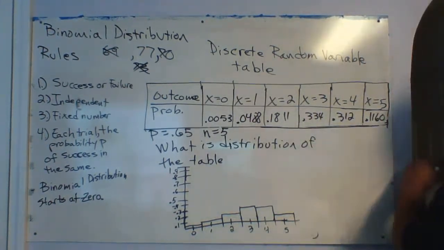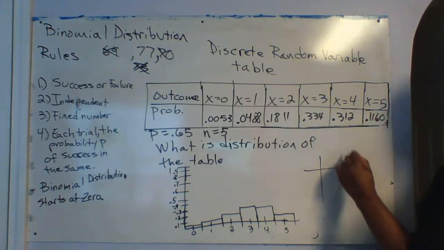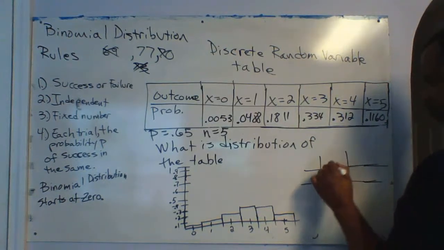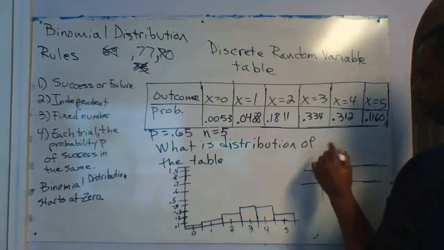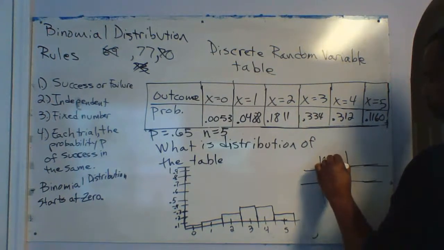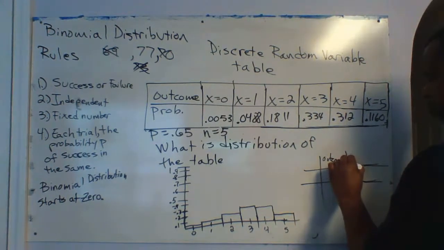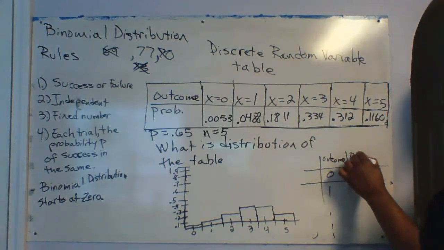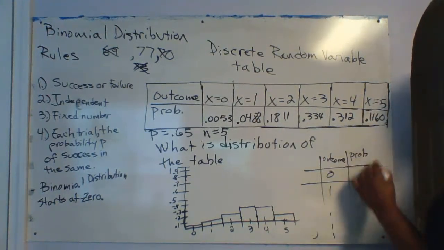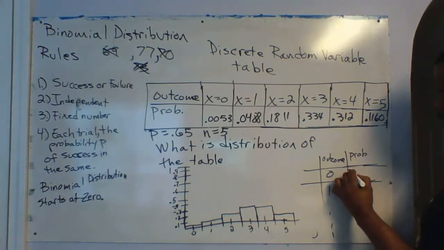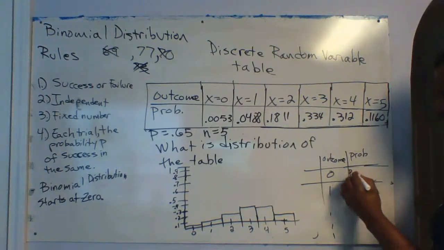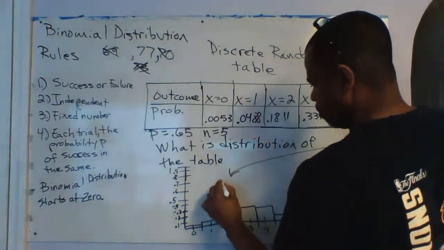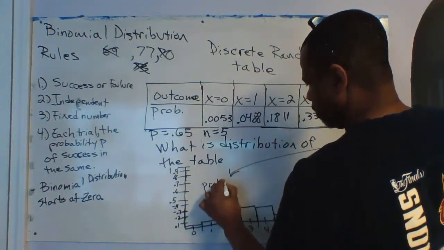Angela, remember we did this here yesterday? We did the table. So we put the outcomes here. So that's 0, 1. Then we put the probability here. So I'm going to write it down here. So that would be probability.